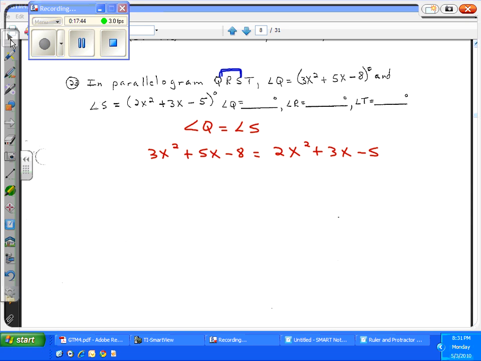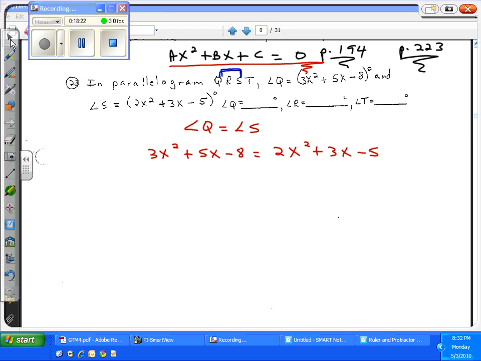Now, when we solve quadratics, remember that a quadratic is of the form ax squared plus bx plus c equals 0. That's on page 194 of the algebra text. On page, I believe it's 223 of the algebra text, we discuss quadratic word problems. And what we say there is, to solve a quadratic by any method, we must first set it equal to 0. Set it equal to 0, because setting it equal to 0 is putting it in standard form.